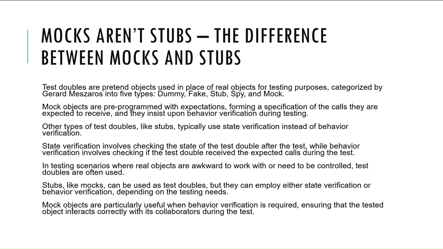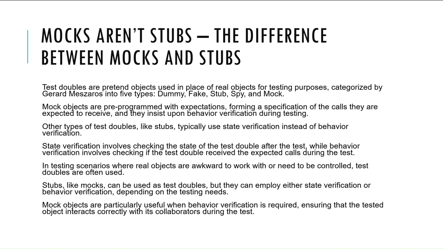Other types of test doubles, like stubs, typically use state verification instead of behavior verification. State verification involves checking the state of the test double after the test, while behavior verification involves checking if the test double received the expected calls during the test.